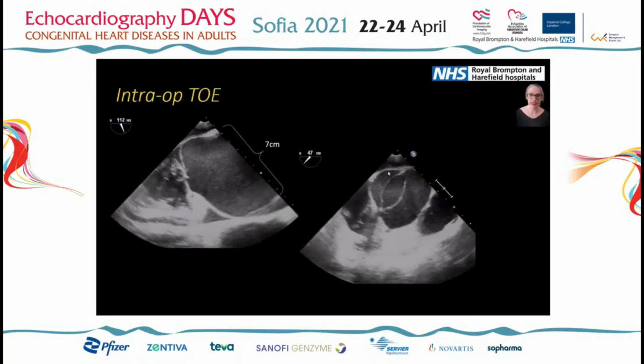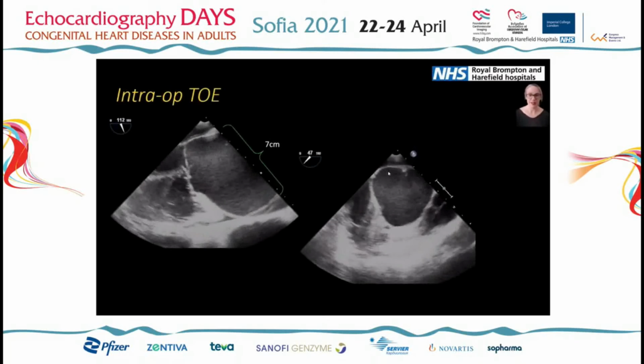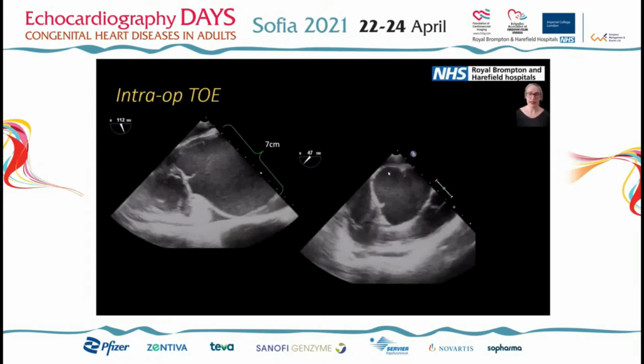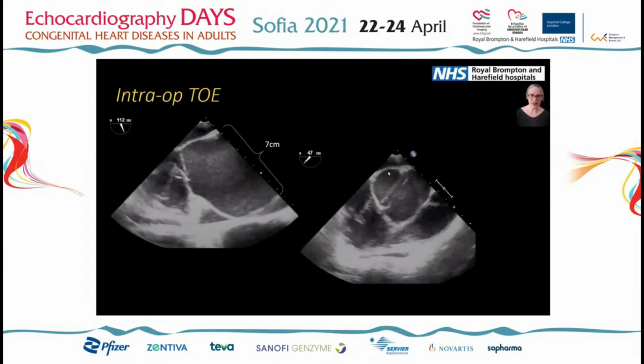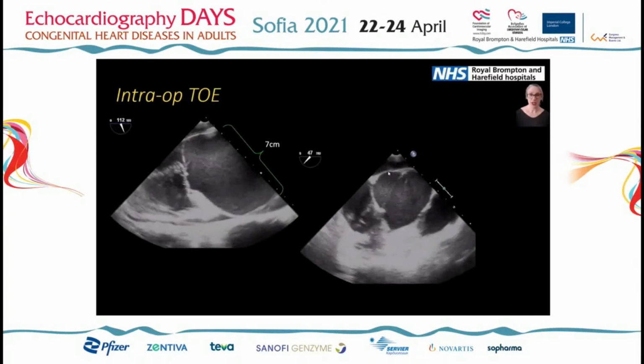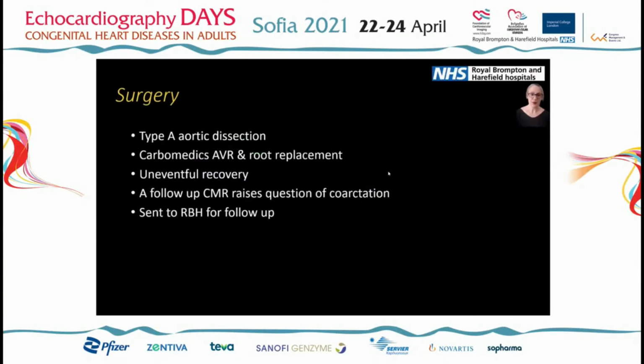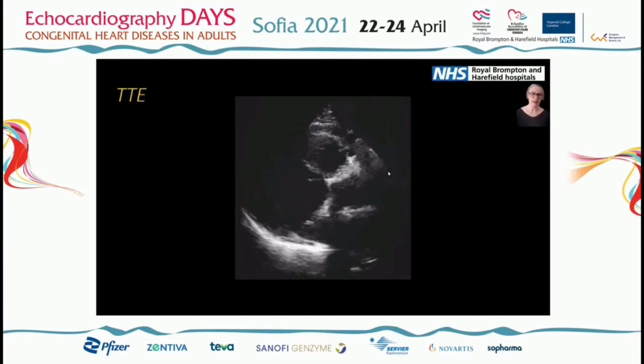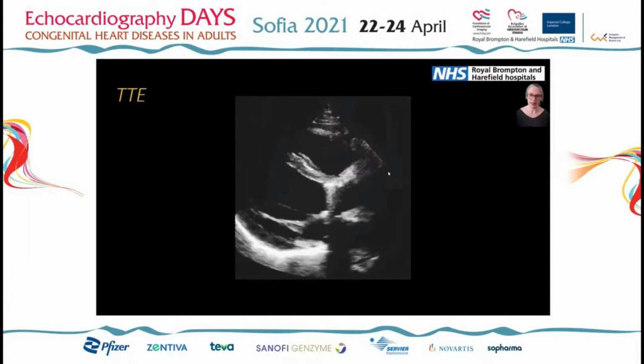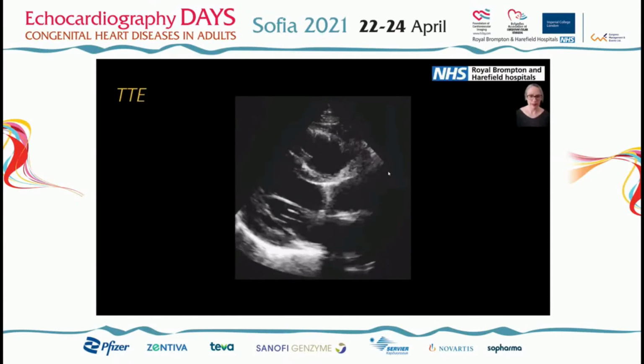This is his intraoperative TOE, so we can see the patient has a bicuspid aortic valve, a hugely dilated ascending aorta of 7 centimetres, and he had a type A dissection as well. That was repaired. He had a mechanical aortic valve replacement and a root replacement, and then he had a follow-up MRI scan, which raised the question of coarctation, and so he was sent to our hospital for follow-up. Generally speaking, the valve works well. The intracardiac anatomy here is pretty unremarkable.